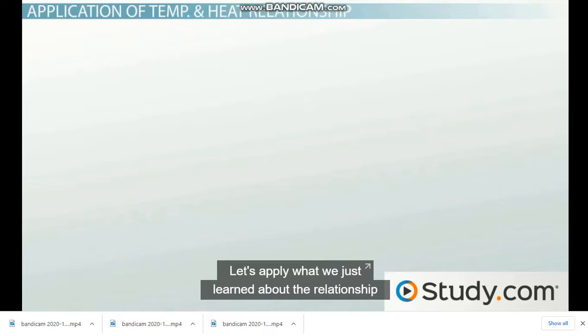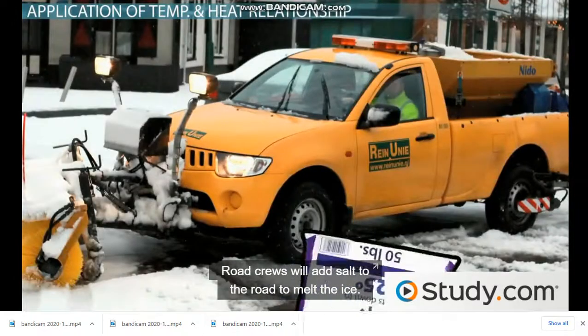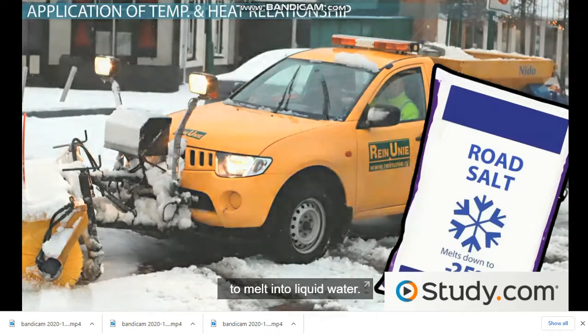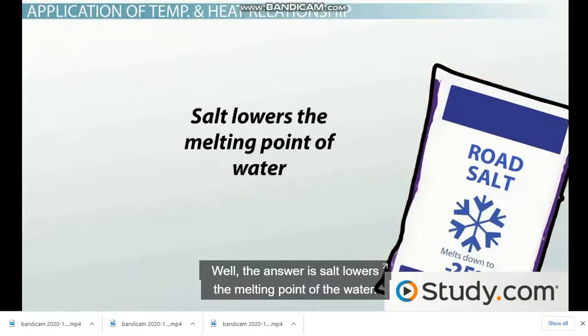Let's apply what we just learned about the relationship between temperature and heat to nature. Road crews will add salt to the road to melt the ice. Now, as we just learned, adding heat to a substance causes it to melt. So how does salt cause solid ice to melt into liquid water? Well, the answer is salt lowers the melting point of the water.